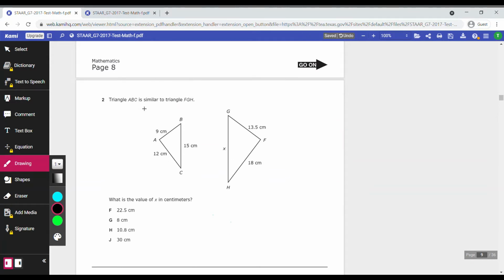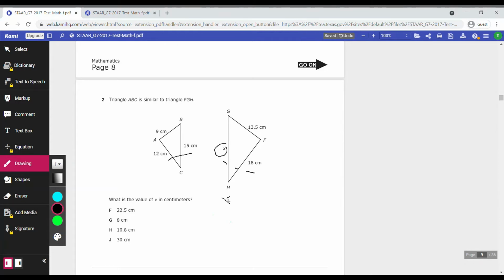Triangle ABC is similar to triangle F. What is the value of x in centimeters? So this is our x. Remember, they're similar, meaning they're proportionate. So we have to find x. Looking at this side to this side, x to 18 is proportionate in the same way as 15 to 12. So let's use these two numbers.